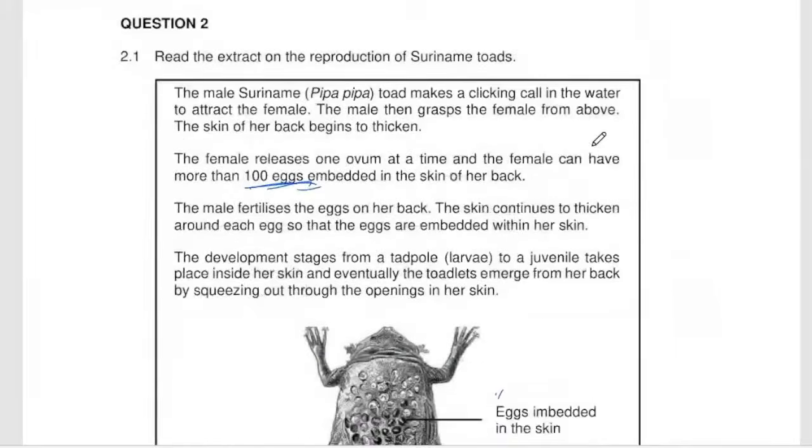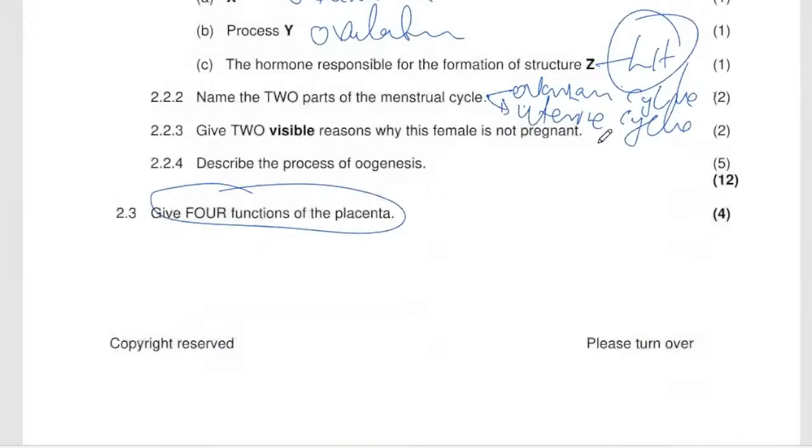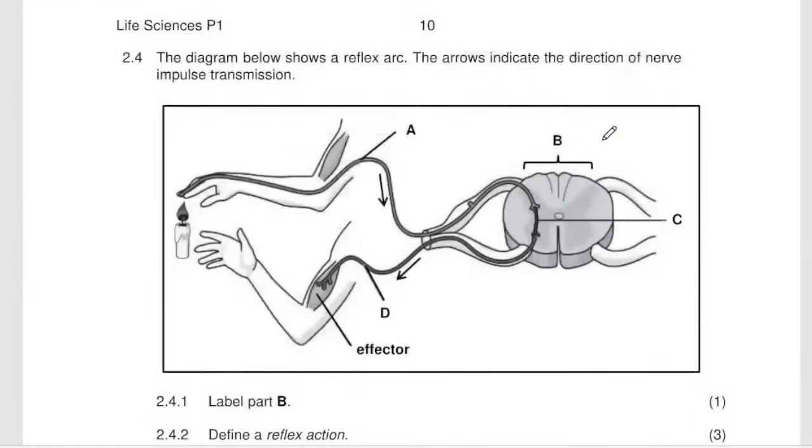So we have seen the brain. So we have seen this. Yeah, so we are here on our question paper. The diagram below shows the reflex arc, meaning that the path traveled by the impulse during the reflex action. The arrow indicates the direction of the nerve impulse transmission.